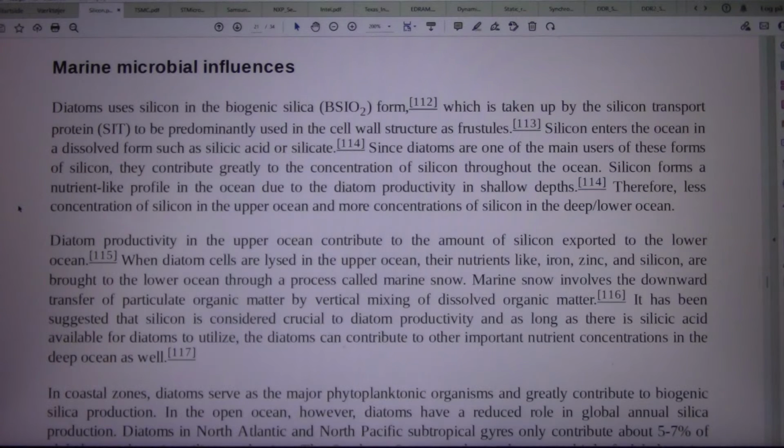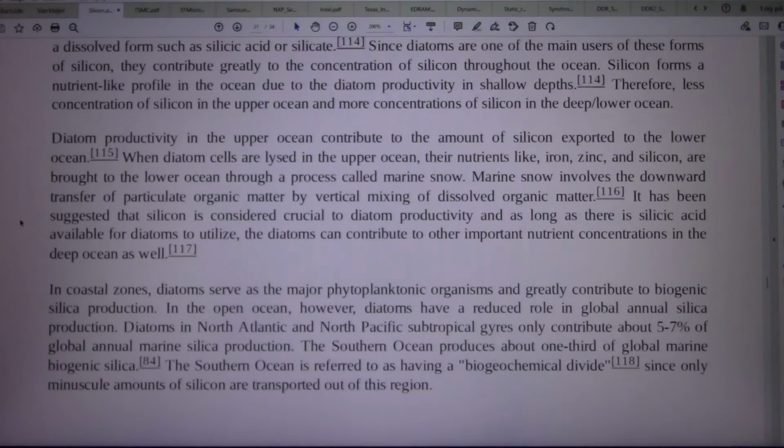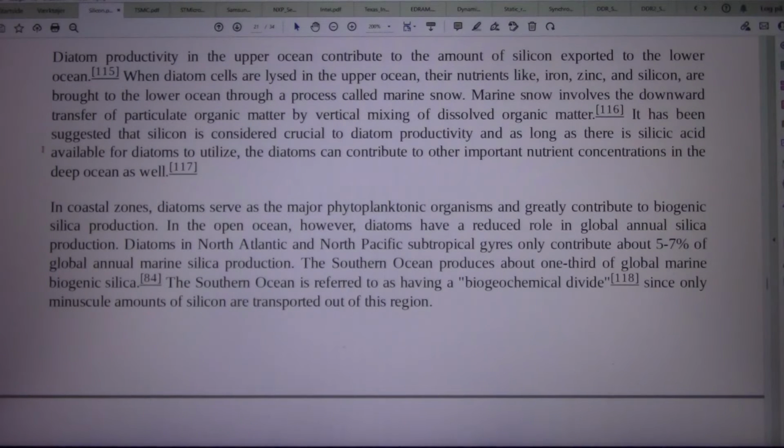Since diatoms are one of the main users of these forms of silicon, they contribute greatly to the concentration of silicon throughout the ocean. Silicon forms a nutrient-like profile in the ocean due to the diatom productivity in shallow depths. Therefore, there is less concentration of silicon in the upper ocean and more concentration of silicon in the deep/lower ocean. Diatom productivity in the upper ocean contributes to the amount of silicon exported to the lower ocean.